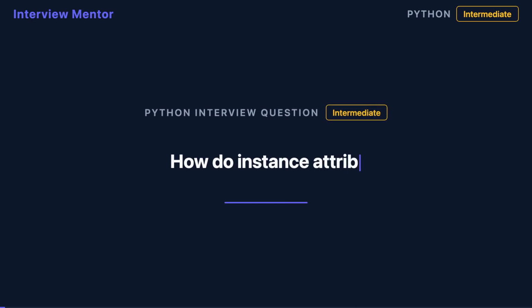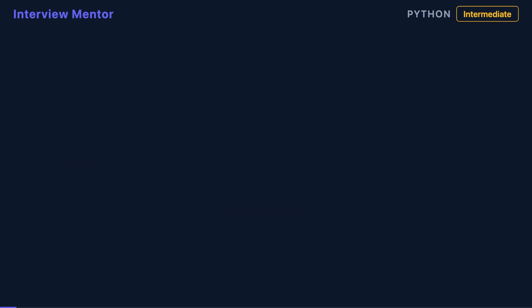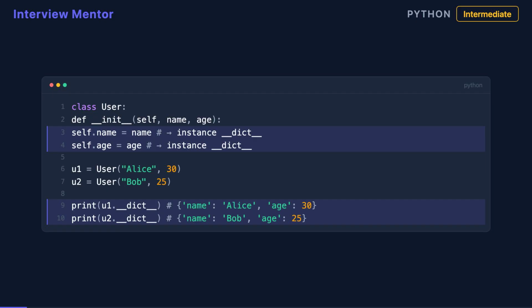Here's a Python memory trap that catches even experienced developers off guard. When you assign attributes inside __init__ using self, Python stores them in the object's own __dict__. That's __dict__. Every instance gets its own private dictionary in a completely separate memory location. Inspect it yourself. Print a __dict__, and you'll see only that object's data.